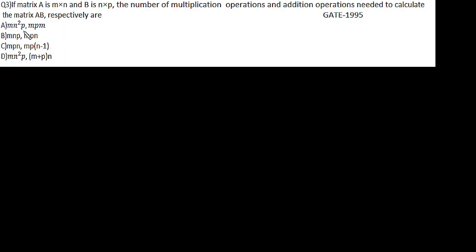Okay, now let's solve question number 3. Question 3 says a matrix A has m cross n size, and matrix B has n cross p size. What they're asking is the number of multiplication operations and addition operations needed to calculate the matrix AB. If we multiply these two matrices, then the number of additions and multiplications that are required to find the AB matrix.